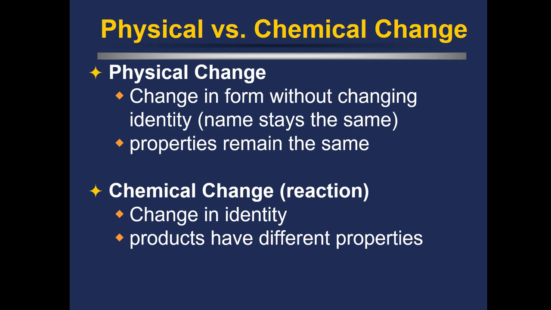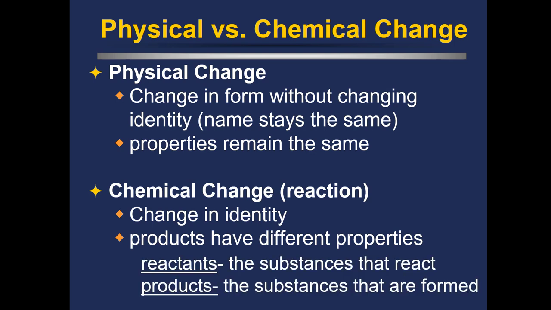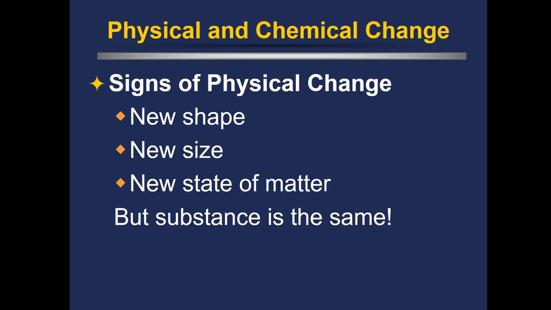A chemical change is when you have a chemical reaction and you do have a change in identity. So what you start with and what you end with are different. What you start with are the reactants, the substances that react. These are your beginning compounds, your beginning elements, whatever you're trying to do. After the reactants react, we have new products, and those products will have completely different physical and chemical properties from the reactants that they were formed from.